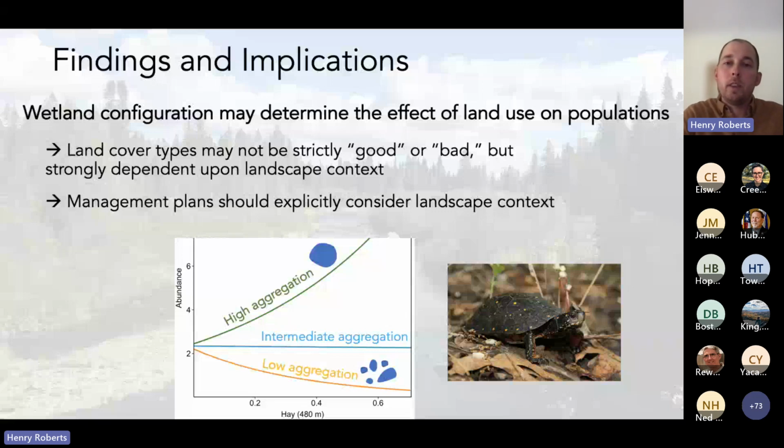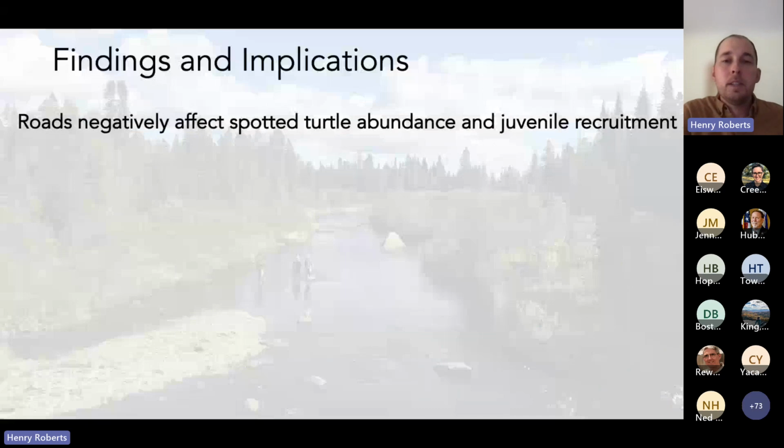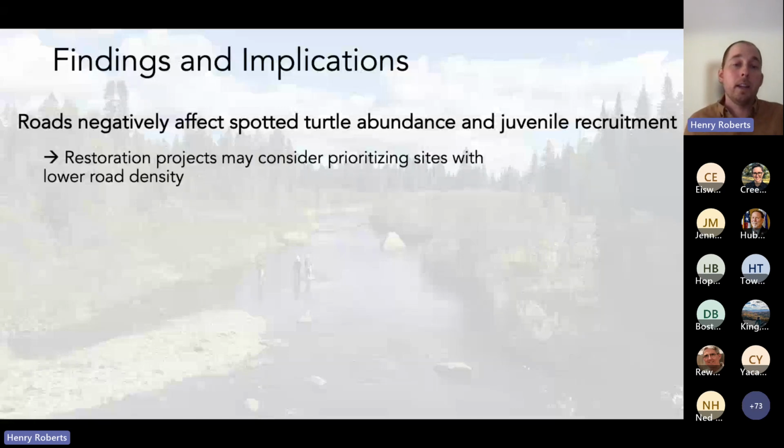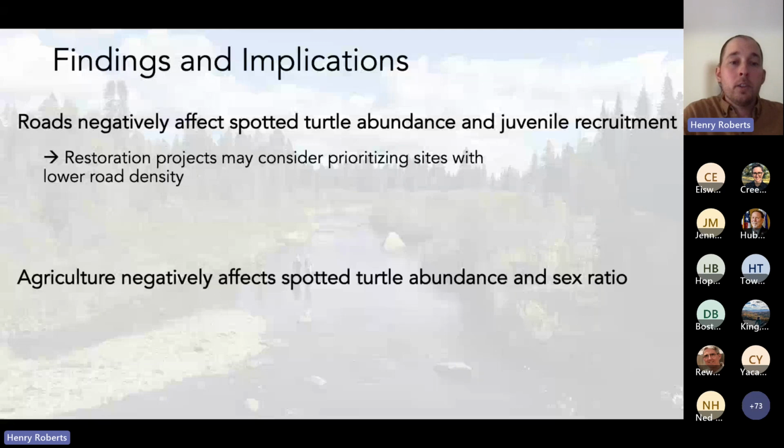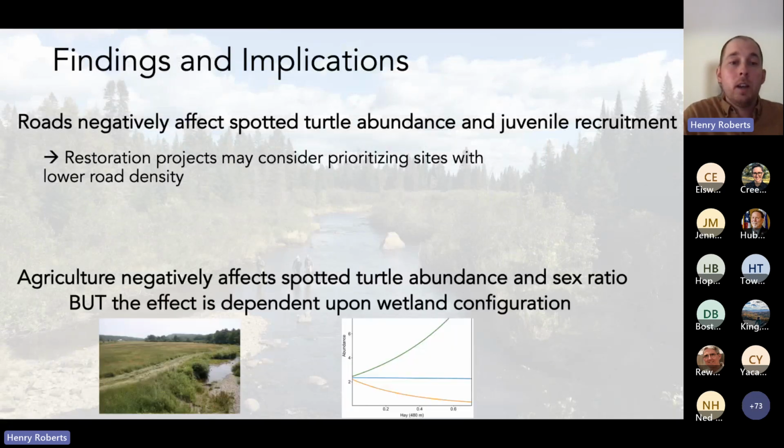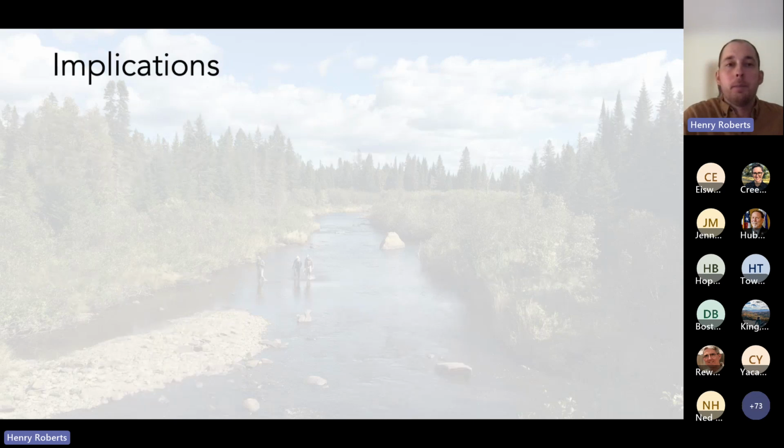This is a focal species for the NRCS, so that's why I'm calling the species out in particular, and it suggests that maybe our restoration efforts should focus more on areas with lower road density, just because of the challenges of mitigating the effects of roads on turtles. With respect to agriculture, we saw negative relationships for both abundance and sex ratio, but it did appear to be dependent upon the surrounding wetland context, or wetland aggregation or configuration. So again, suggesting the context dependence of this relationship.